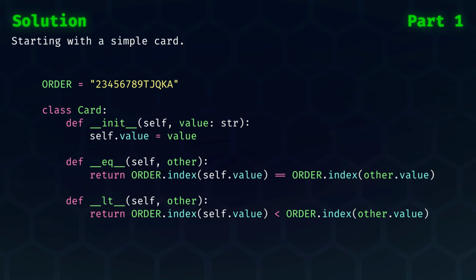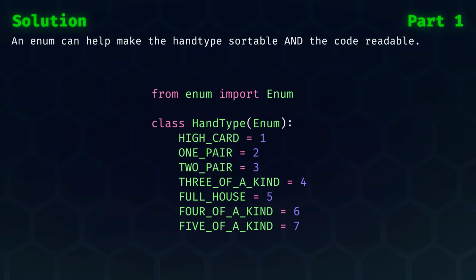Here we use the order string to get the indices of the characters of the cards. The _EQ helps us with testing 2 cards for equality. Now that we can compare cards, let's see how we can start comparing hand types. An enum can help here to make the hand type sortable, while also making the code easier to read. I added the possible hand types from low value to high value.